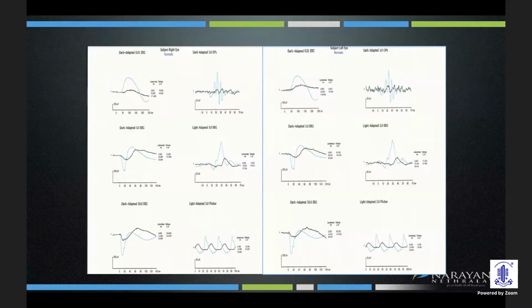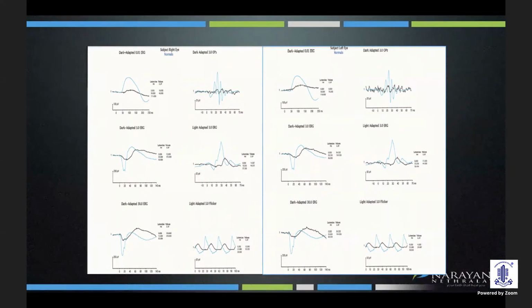deposits. So we did an ERG in this patient. As I told, if you look at the dark adapted responses, the blue belongs to the normal, the black belongs to the patient. Definitely there is a delayed response and also diminished responses. Both the dark adapted and the light adapted responses were affected.